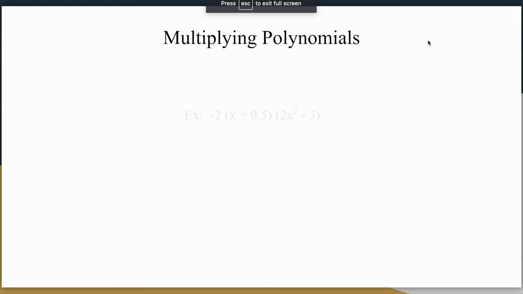Okay, so we're going to do one last example, which is negative 2 times x plus 0.5 times 2x squared minus 3. So we can start with any order, so I'm going to decide to do these two parentheses first, then we're going to do this group. Remember, a hint is to do 2 groups at a time, so this group and this group.